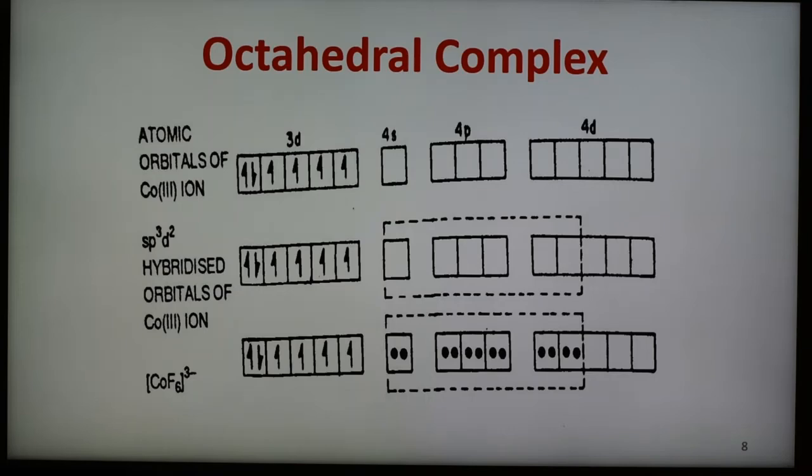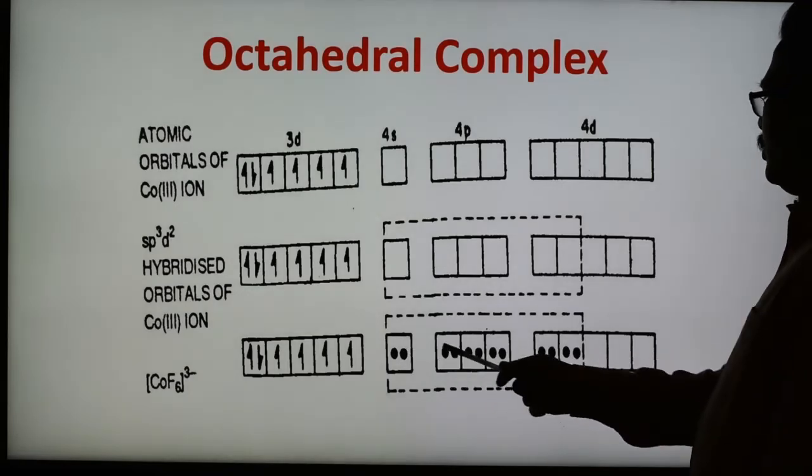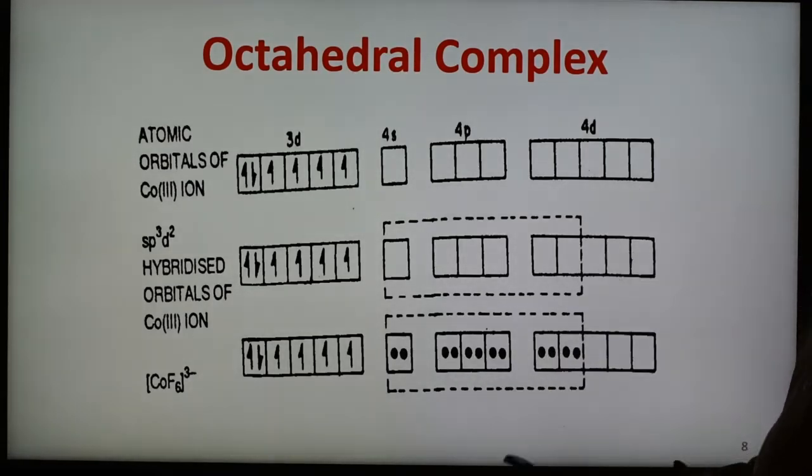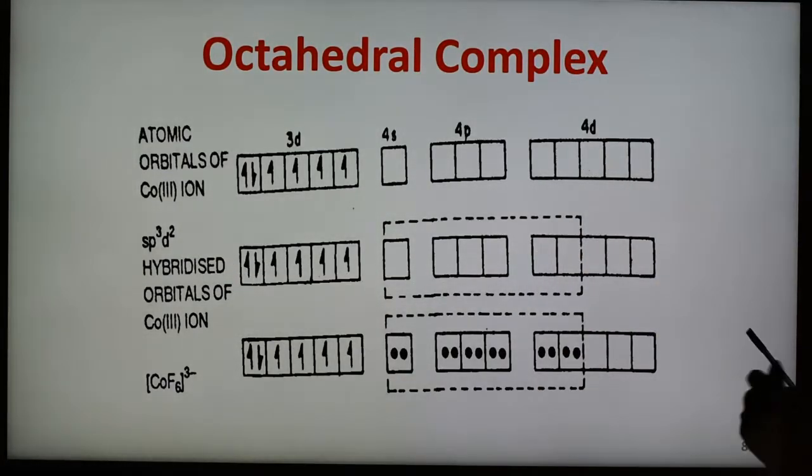In this case the ligand is the donor, the metal is the acceptor, and therefore it forms coordinate bonds: 1, 2, 3, 4, 5, 6 coordinate bonds. So the coordination number is 6, the ligands are 6. So the hybridization is sp3d2.